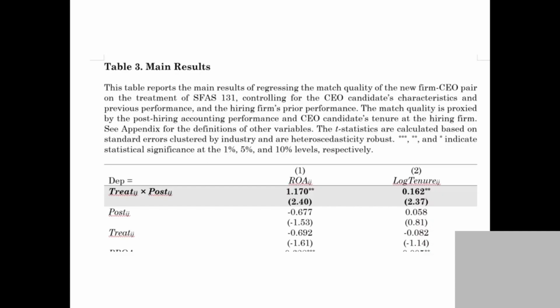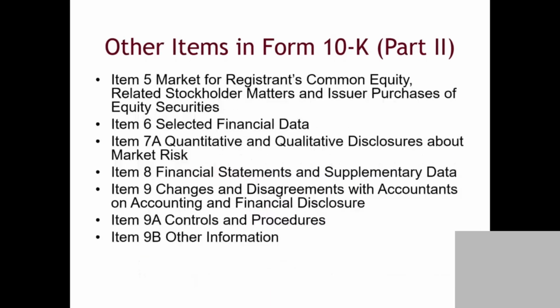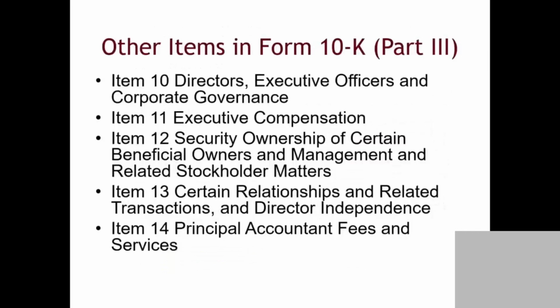The 10K has other parts as well, such as properties, legal proceedings, and Item 5. You can check the textbook, where we give these items one by one. But the idea is that you have to understand the domain data before you go with the AI. Like I said, our advantage over computer science is that you understand this data and the question, and then you apply AI to understand this data. That's our advantage.